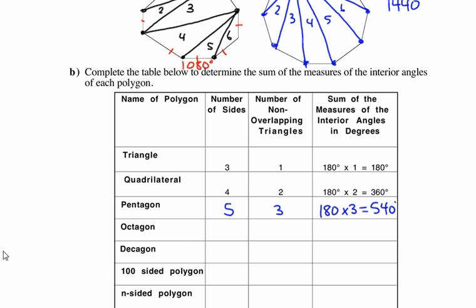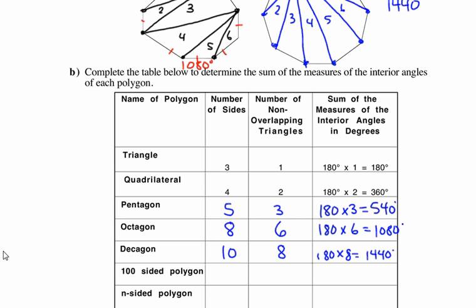When there was an octagon, 8 sides, how many triangles did we have? 6, 2 less. So 180 times 6 gives us 1080 degrees. And we had our decagon, with 10 sides then. We had 8 triangles. So 180 times 8, and that gave us 1440.